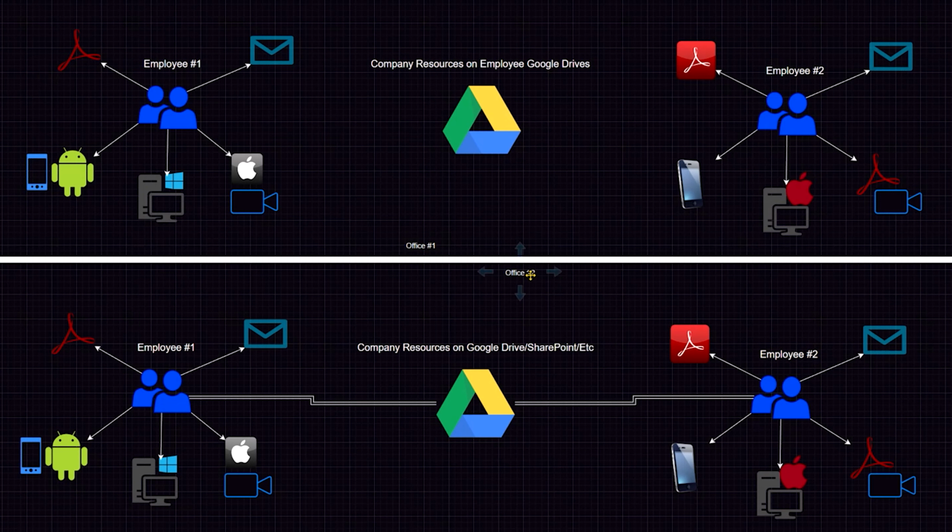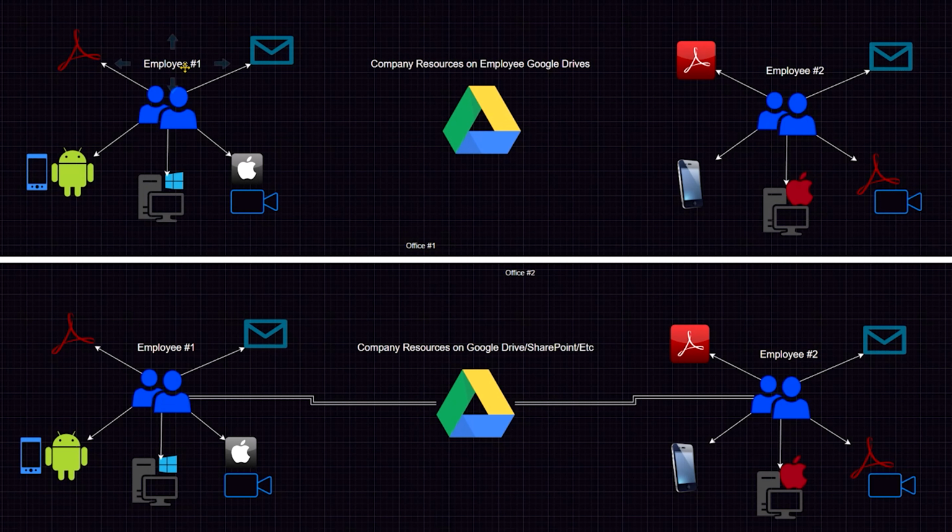Office number two is a little bit better. They have a little bit more cohesiveness because in this particular situation, perhaps all the company resources are located on maybe a company Google Drive, perhaps SharePoint instead, maybe OneDrive. They're storing and sharing files in some way, shape, or form.